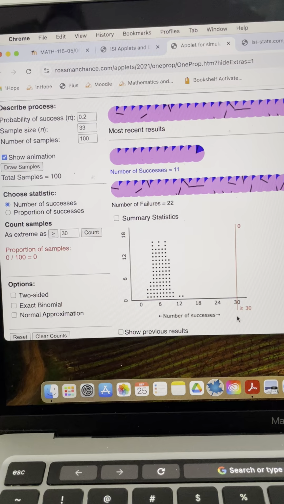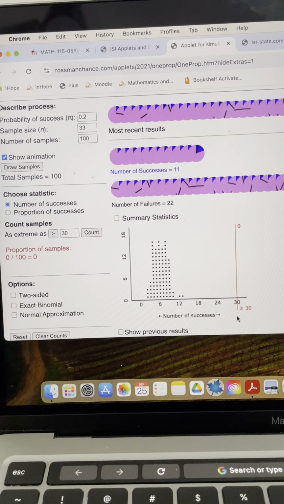Hey everybody, so I'm going to try and show you how to use the applet to make the 95% confidence interval. Alright, so to begin with, we're going to begin with the problem that we were doing in class at the beginning of the week, where our pi was 0.2 because 1 of 5 of the bags of breath had an individual who had colon cancer. And that's where the 0.2 is coming from. Our sample size was 33 and our number of samples will be 100.